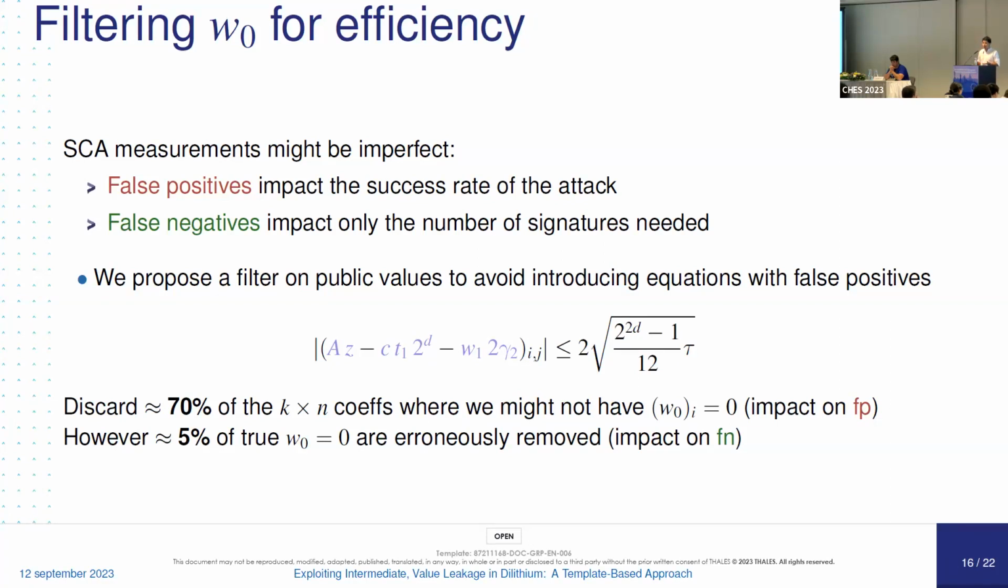So in order to bias our collection of W0s towards false negatives, we introduce this mathematical filter on public values, which is just this confidence interval here in purple. In practice, this discarded around 70% of the k times n coefficients where we might not have W0 equal to 0. This has a direct impact on the false positives and so on the success rate of the attack. However, we also discarded around 5% of true W0 equal to 0. But again, this will only mean that we will need to acquire more signatures.